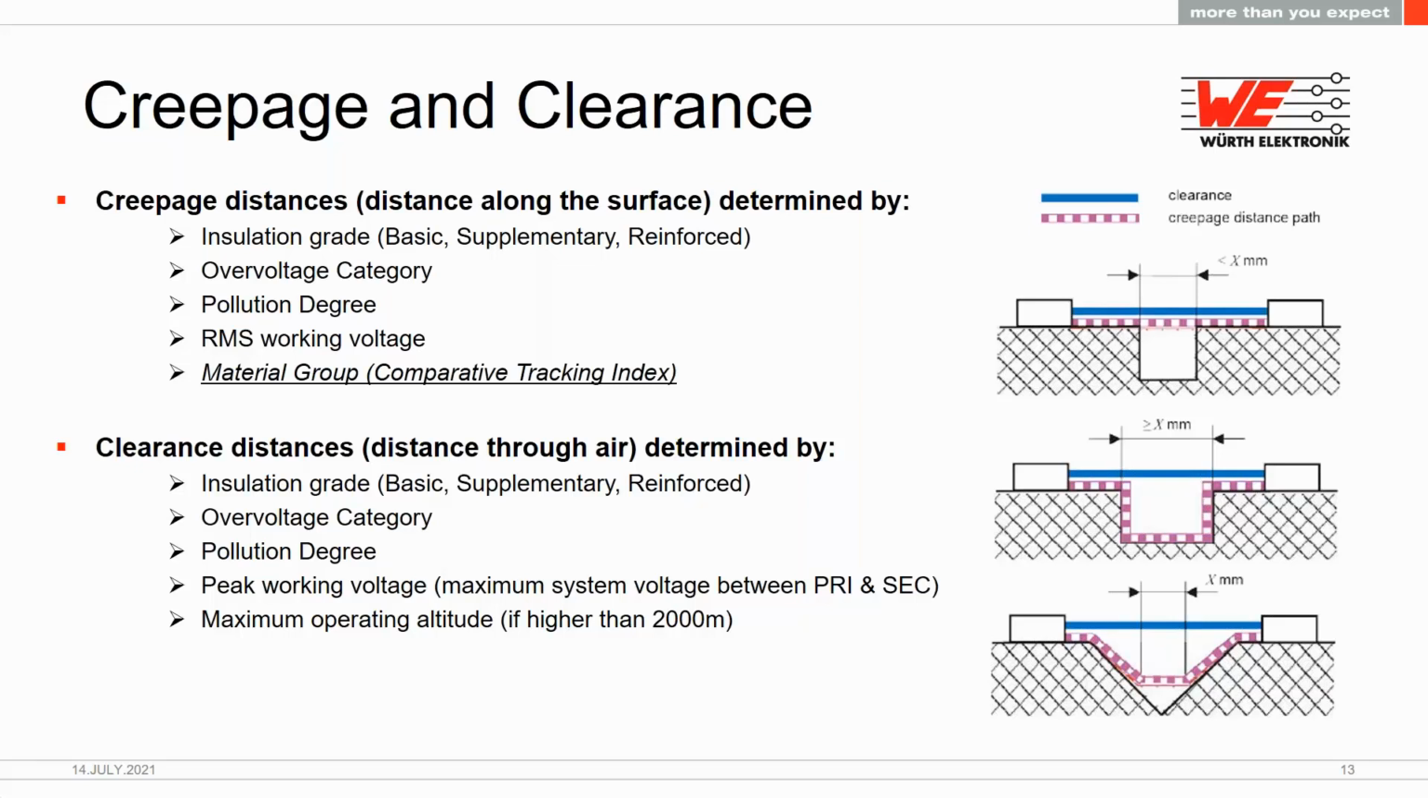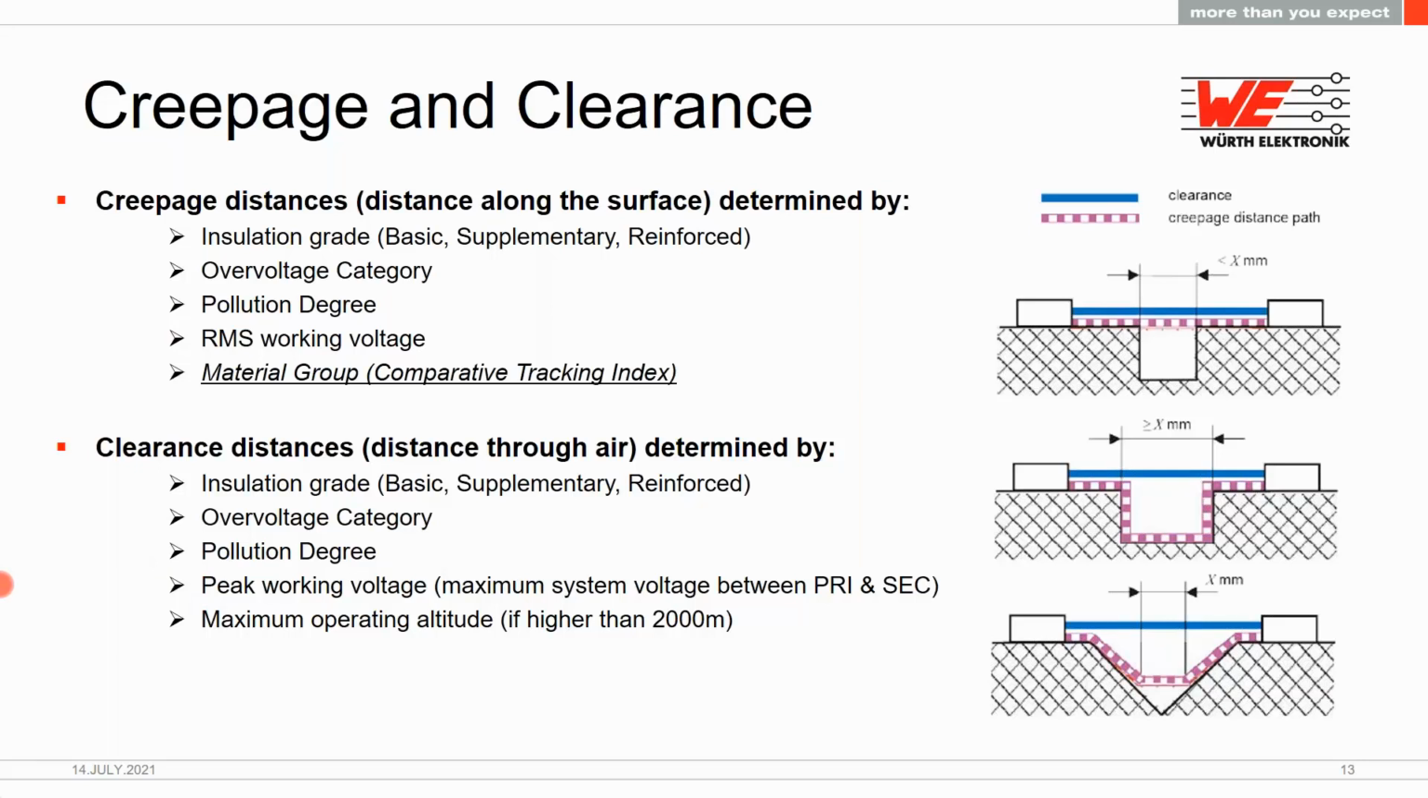The creepage distances are defined as the shortest distance between two conductors measured along the surface of an insulating material. The clearance distance, on the other hand, is the shortest distance between two conductors, but this distance is measured through the air. Both the creepage and clearance distances are affected by insulation grade, overvoltage category, and pollution degree. The creepage distance, though, must be determined based on the RMS working voltage, while the clearance uses the peak working voltage.